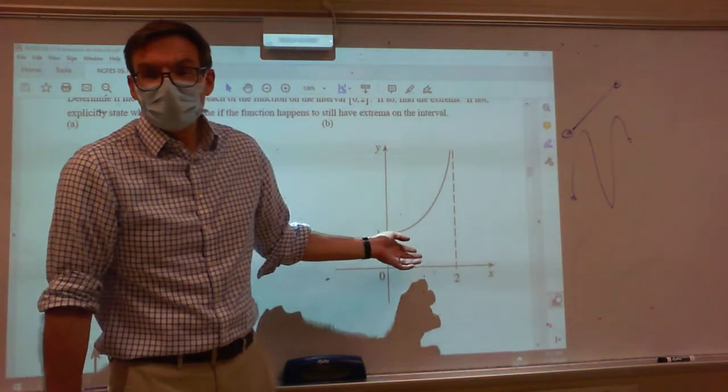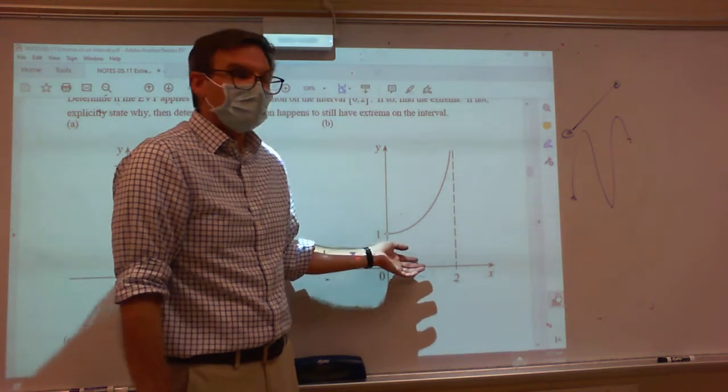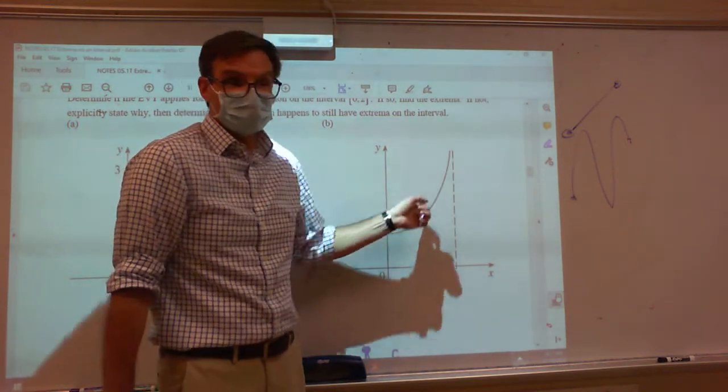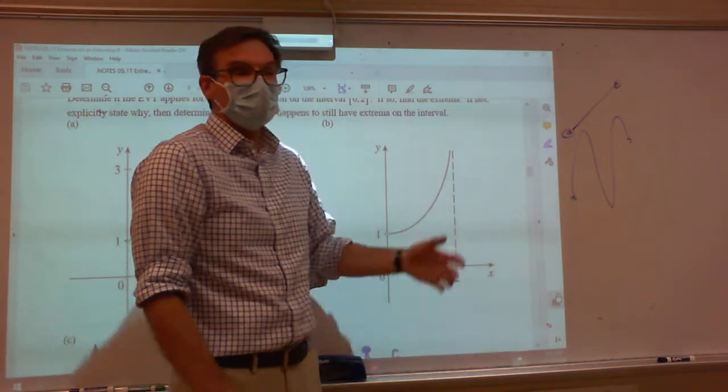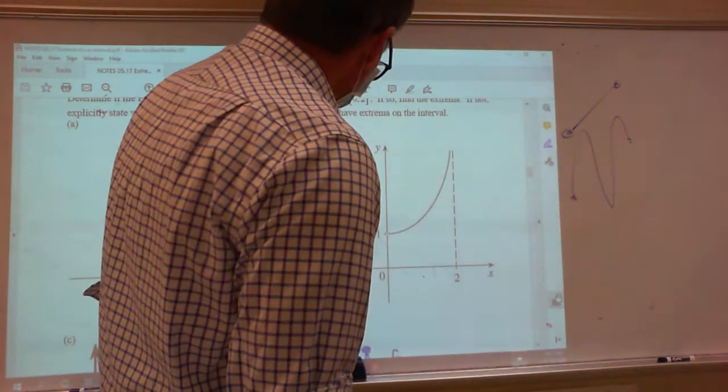Does the extreme value theorem work here? No, because there's no given endpoint. I don't have either endpoint, and since I don't have either endpoint, the extreme value theorem doesn't work.